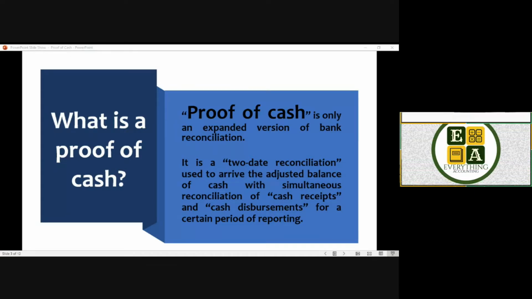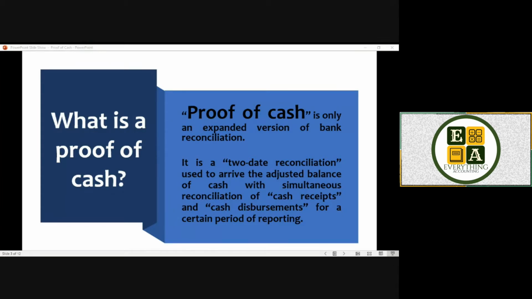On the part of the books or the depositor's record, it is cash receipts and cash disbursements. On the part of the bank, it is also cash receipts and cash disbursements, only that different terminologies are used for the bank. We have bank credits and bank debits. For book records, we have book receipts, book debits, or cash receipts. For the bank, we have bank credits, deposits, or bank receipts. Basta may mga terminologies, but the common is cash receipts for the book, bank credits for the bank.